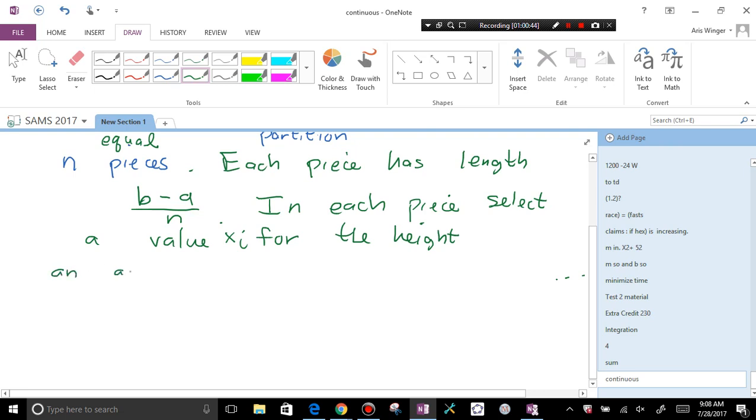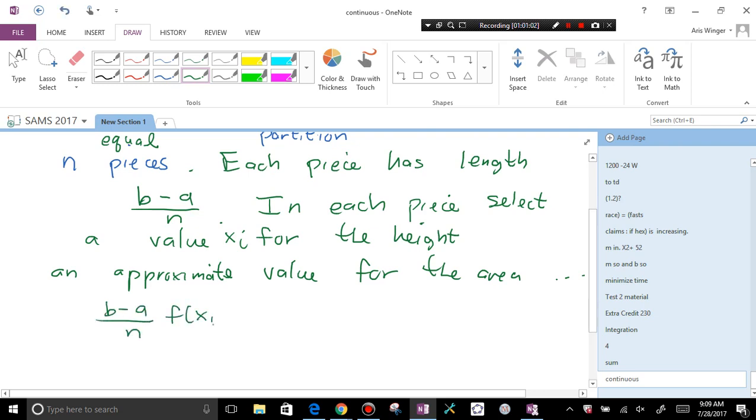An approximate value for the area is given by b minus a over n times f of x1, plus b minus a over n times f of x2, and then you have n of these, b minus a over n times f of xn. That's an approximate value for the area.